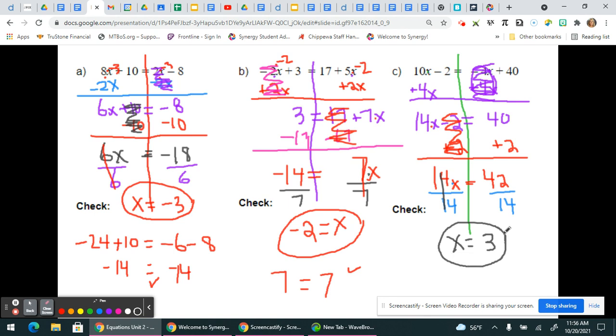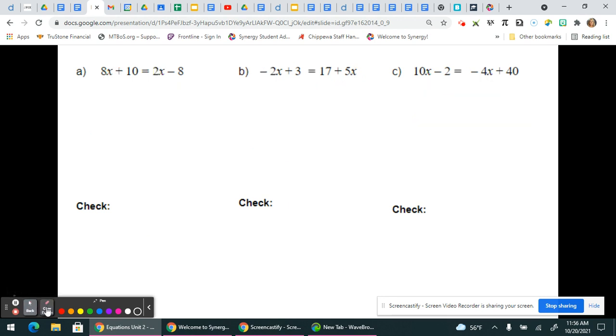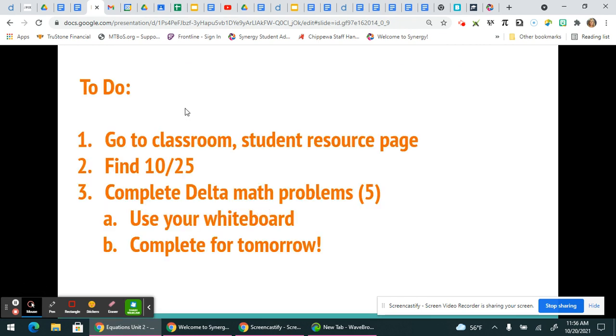So what we've done is we have now just solved equations that have variables on both sides, starting off with isolating our variable. And to do that, we can either add or subtract so that we have our variables on one side. Okay. Now, this is where we're going to end the note page. Okay, so right here, I'm going to clear this. And our next part is our to-do list.